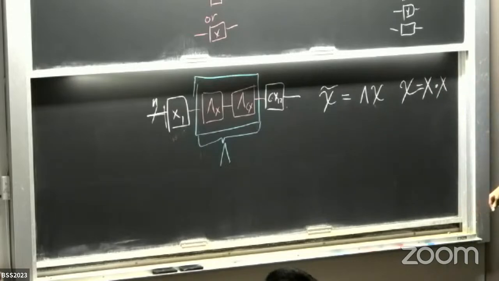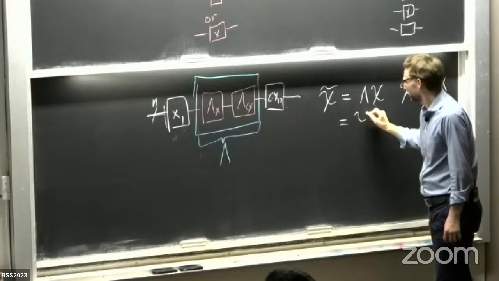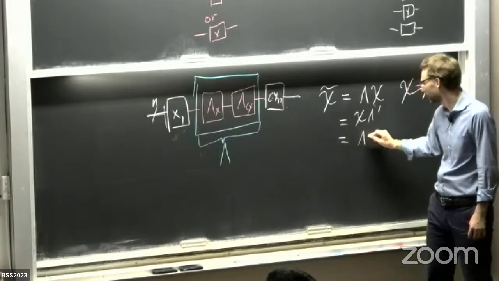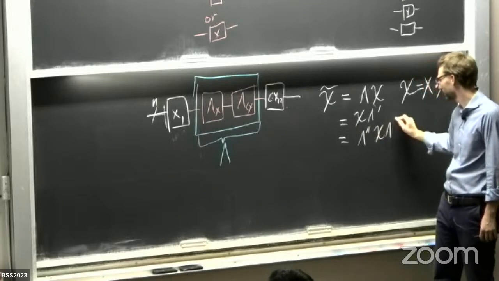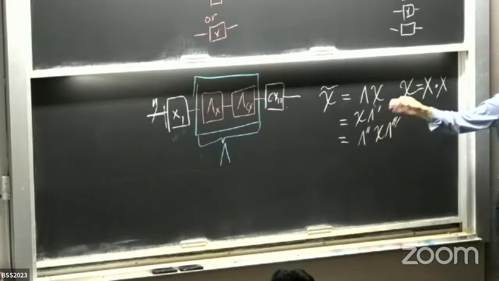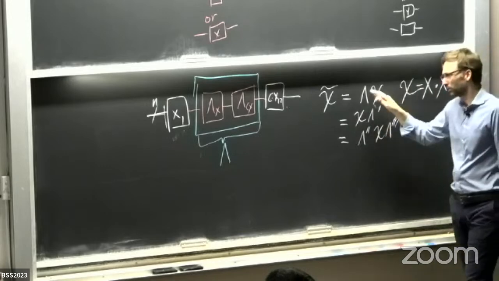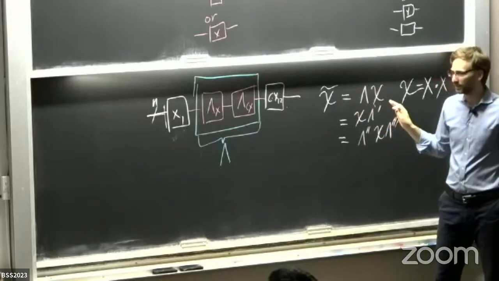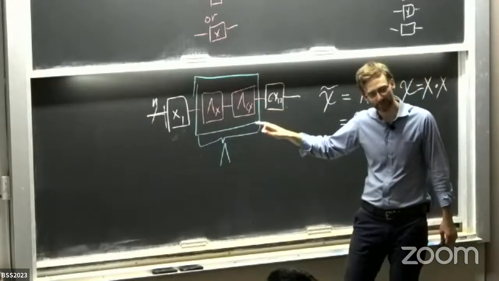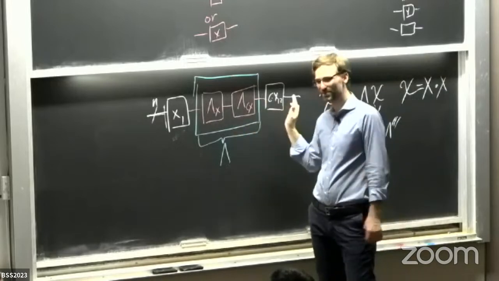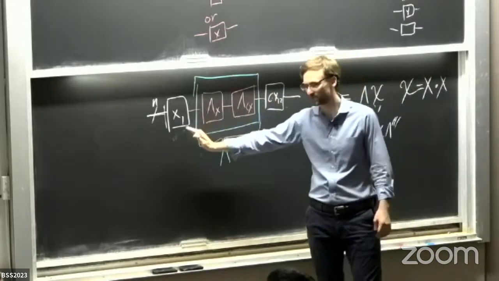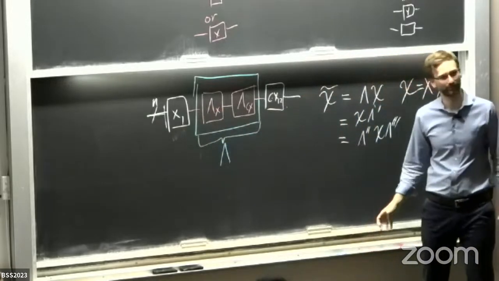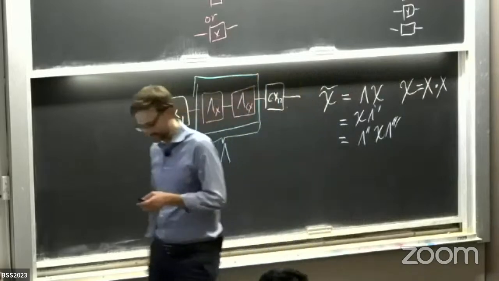I think that's okay. But I can equivalently write it as X lambda prime. I can also choose to write another, lambda double prime X, you know, lambda triple prime. There are many different decompositions I'm free to choose. They're all related and equivalent so long as I am consistent. And in this case, I've been mischievous and I've chosen to put the noise of CX on the left, but the noise of X on the right.